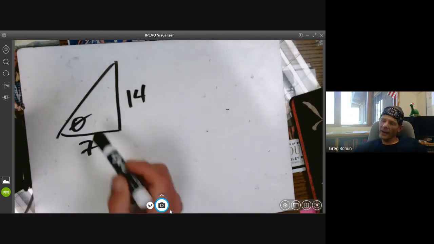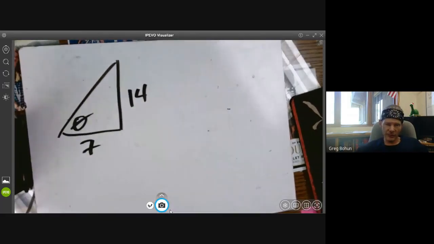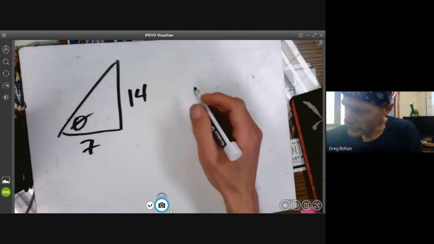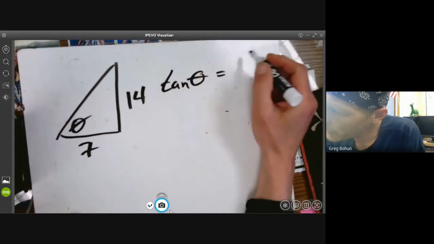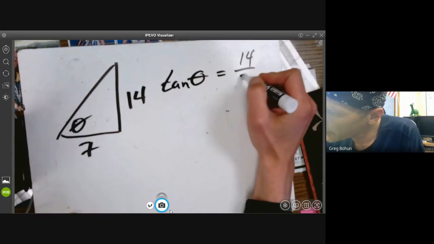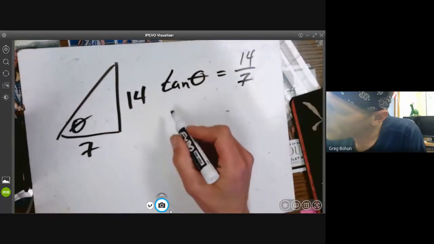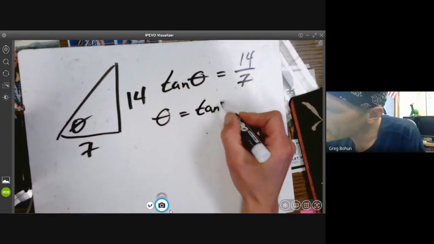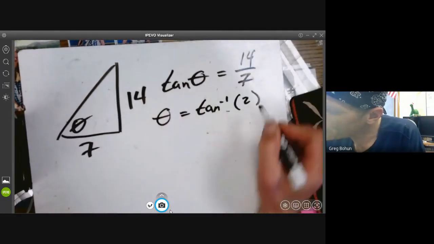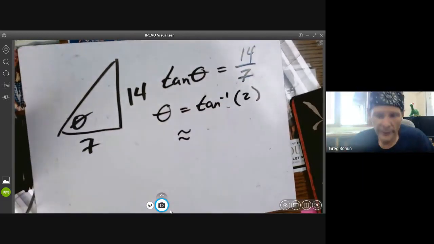You guys are really good at pattern recognition, so you know which one I'm going to do now. I have an opposite and adjacent. This is TOA, this is tangent. So I say that the tangent of my angle theta is equal to opposite over adjacent. That one happens to be 2, so I'm going to say that theta is equal to the inverse tangent of 2. Okay, I'm going to put that into the calculator.